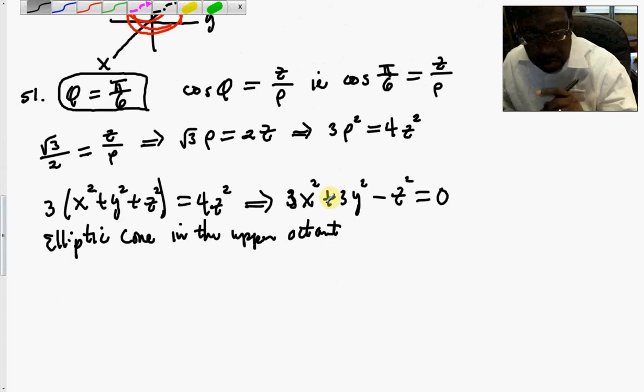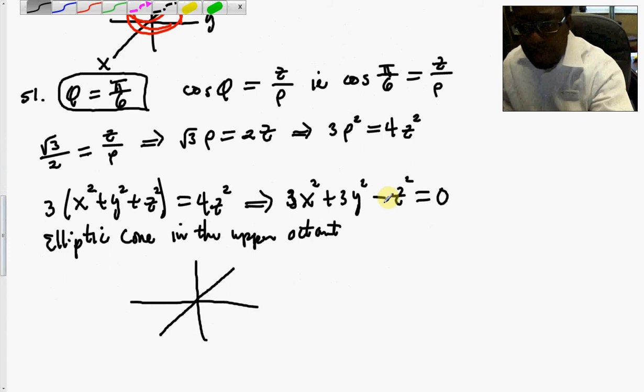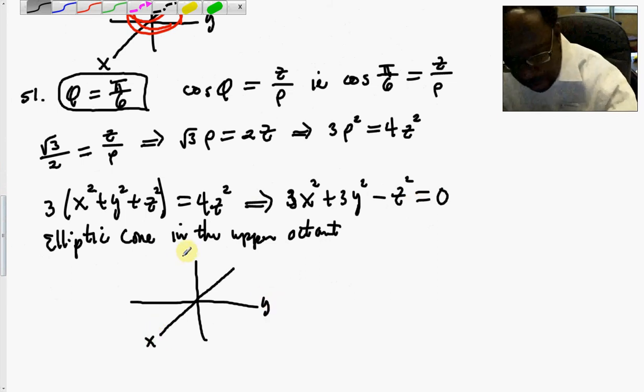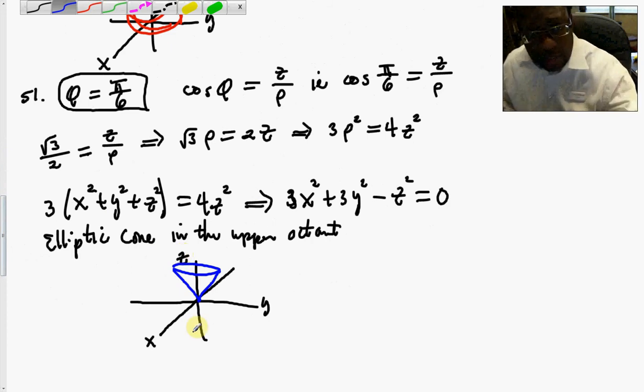So it's in the upper octant, octant 8, since we have the space coordinate system of x, y, and z. The coefficient that's negative is with respect to the z variable, so this elliptic cone is with respect to the z-axis. It does not continue downward because, by definition, of phi.